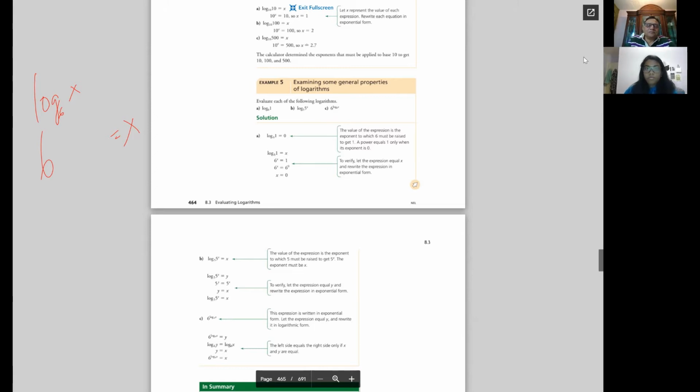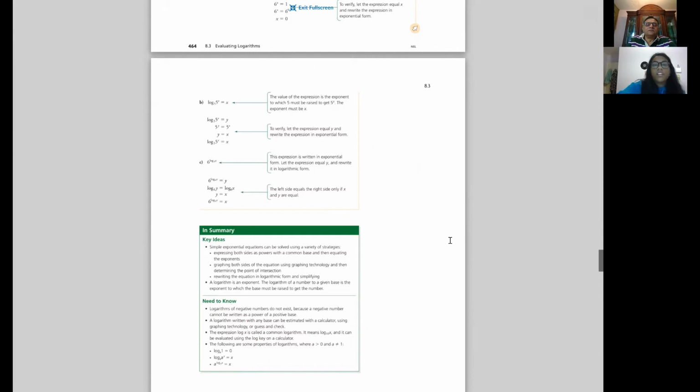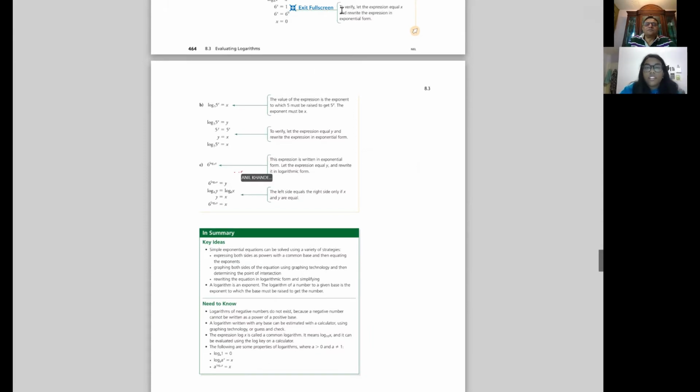Enlarge this. Move the screen up, enlarge, and then we'll go through the solution. I don't think I can enlarge. Hold on.